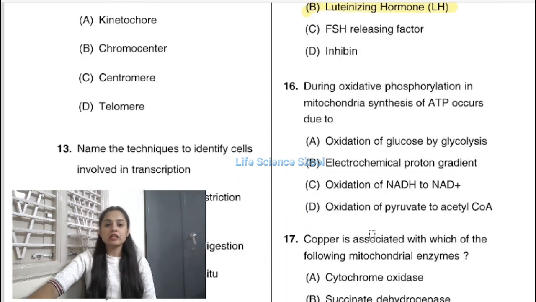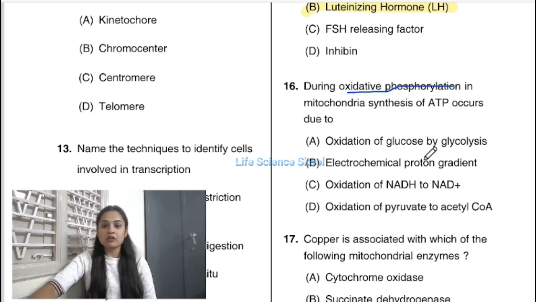Let's move on to the next question. During oxidative phosphorylation, mitochondrial synthesis of ATP occurs due to: option A, oxidation of glucose by glycolysis; option B, electrochemical proton gradient; option C, oxidation of NADH to NAD plus; and option D, oxidation of pyruvate to acetyl CoA.